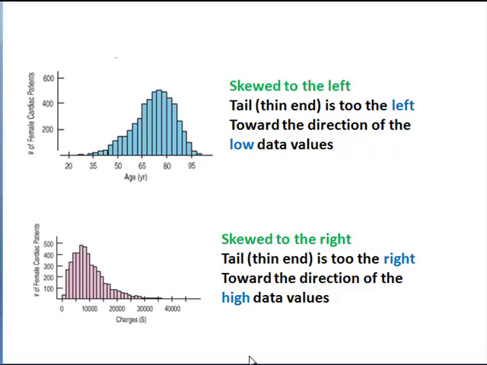The pink histogram is also not symmetrical. A line through the peak would result in more area to the right of the line than to the left. It has a tail that is stretched out to the right, and this is due to unusually high data values. We call this histogram skewed to the right.